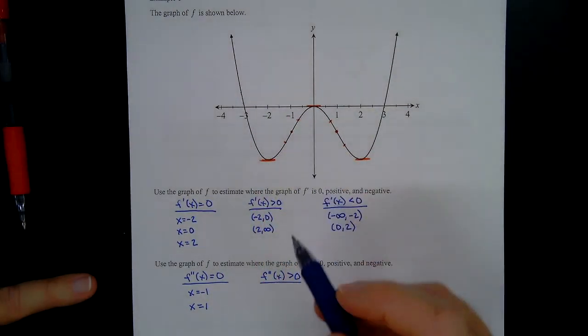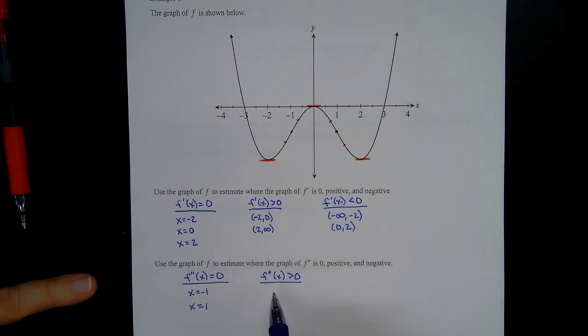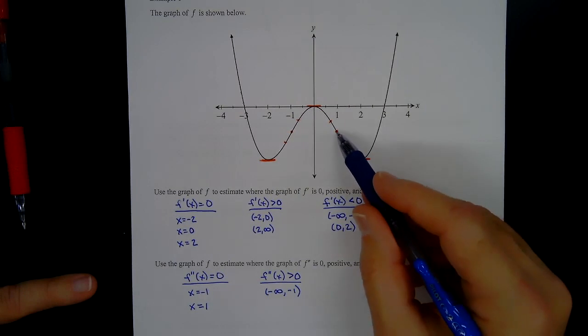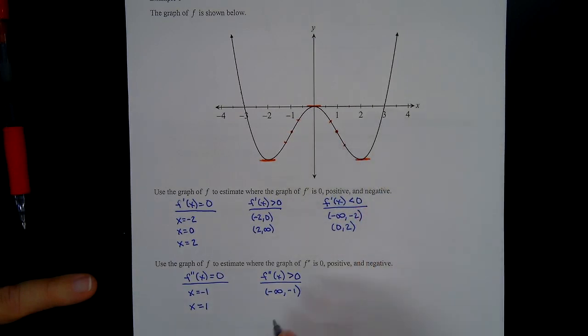All right, now I'm not asking for where it's concave up. I'm asking where the second derivative is positive. So we would answer this with -infinity up to -1, but we wouldn't include -1. However, if I was asking for concavity, we would include -1. And then also here from 1 to infinity, it's concave up. So then 1 to infinity. And again, we're not including 1 because it's 0 there. And I'm not asking for where it's concave up. I'm just asking for where the second derivative is positive.